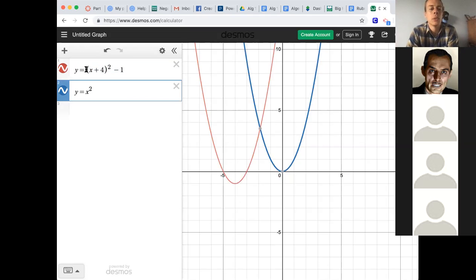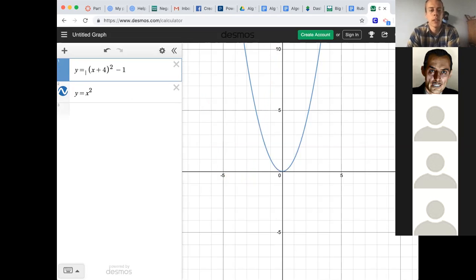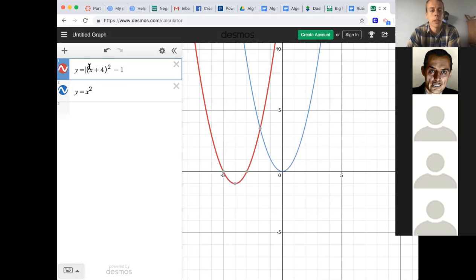Bella, you talked a little bit about the vertical stretch or shrink. I'll open this up to anybody: what do you guys remember about the vertical stretch or shrink? There has to be a number in front. Yeah, it's going to have something to do with this number in front, right where my cursor is.